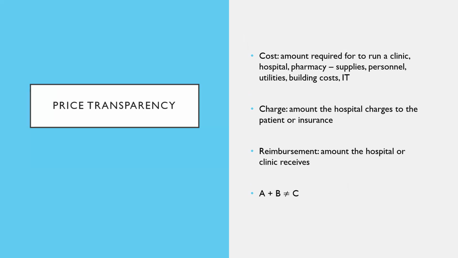Price transparency is a big problem, as I mentioned with my initial motivation for this. Cost is the amount that it costs for any given clinic or hospital to keep the lights on, pay salaries, and supplies. The charge is what that system charges to the insurance or the individual, and reimbursement is how much they get back. And none of these numbers make any sense when you look at them.